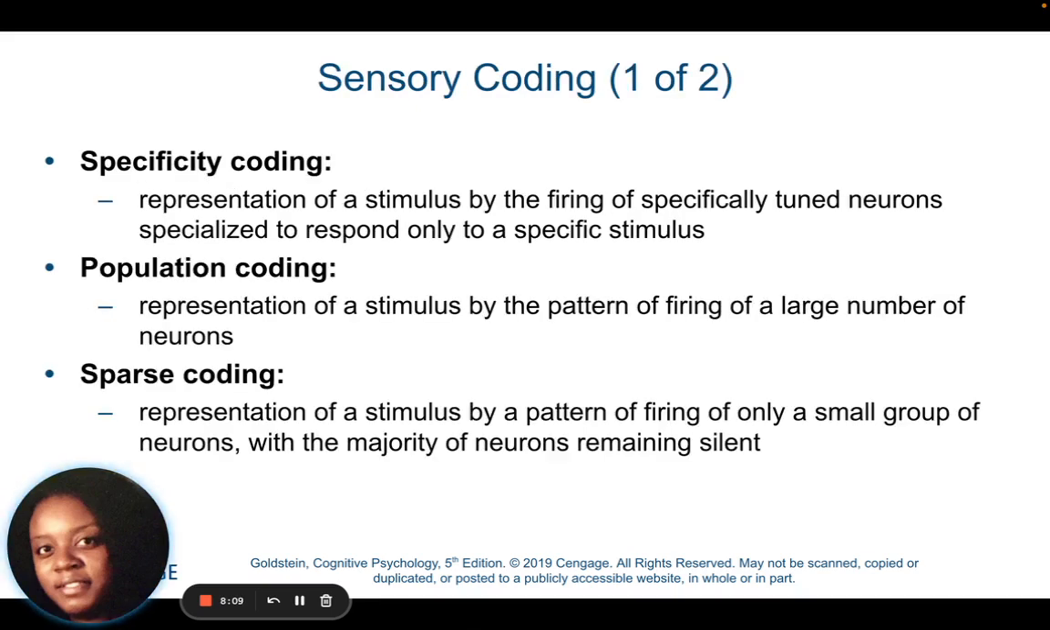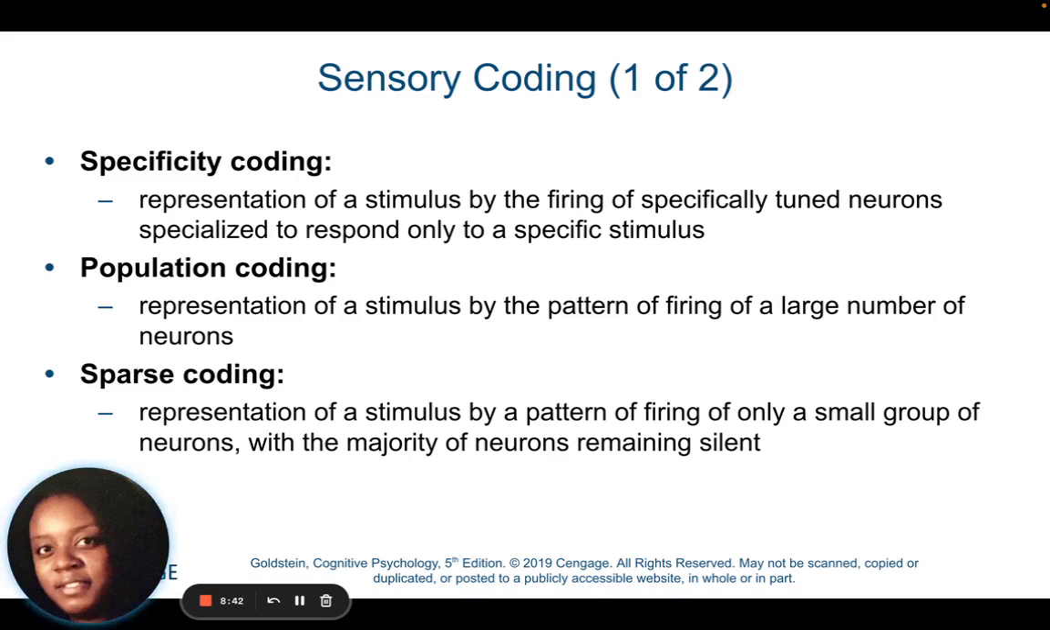When it comes to how things are coded in our brain, there are different types of sensory coding that can occur. For example, there's specificity coding, which is when a stimulus is represented by the firing of specifically tuned neurons that are specialized to respond to only a specific stimulus. It's called specificity coding because it is specific to a certain stimulus.